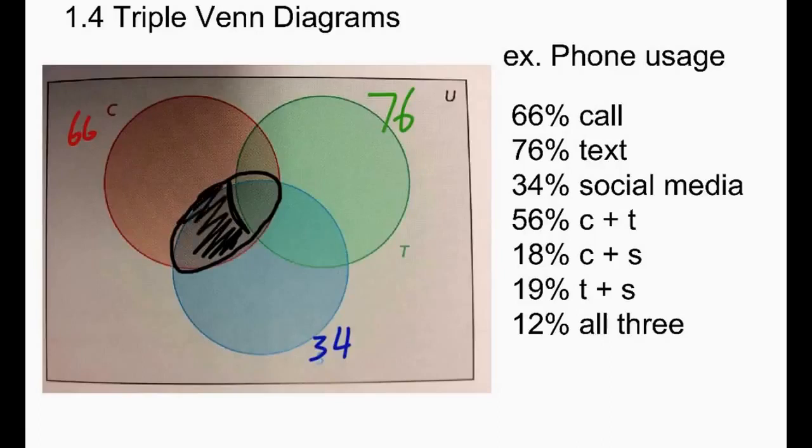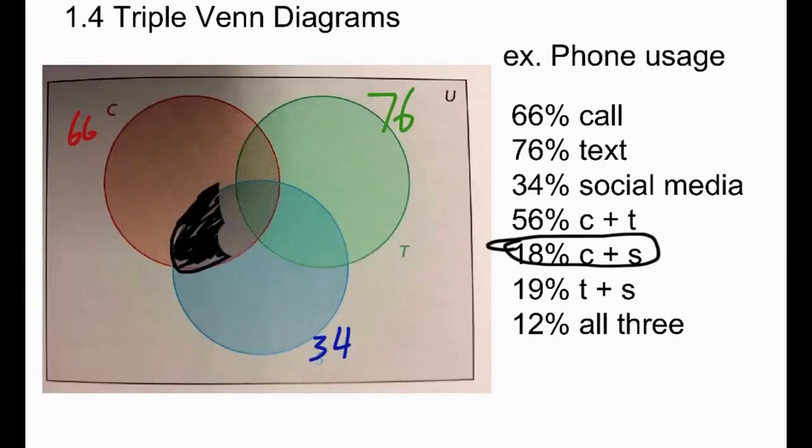This little shaded area here would be worded to say people use their phone for calling and social media. Well, I'm doing the C and S. That doesn't matter. We'll do that one first. So we'll do the 18 first. So calling and social media, 18% is the whole thing, not just that little shaded part. That part would be, if it was worded, calling and social media only, or they use their phone for calling and social media but not texting. Okay, understand the difference? Make sure you get the idea. So 18% would be that double, 19 would be the other area, and 56 would be the other one.